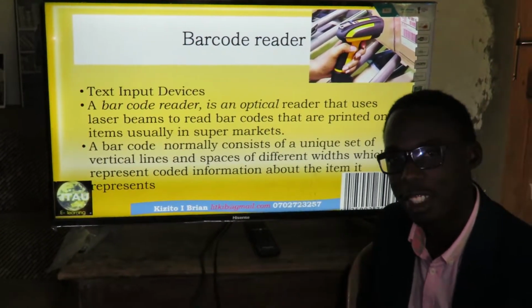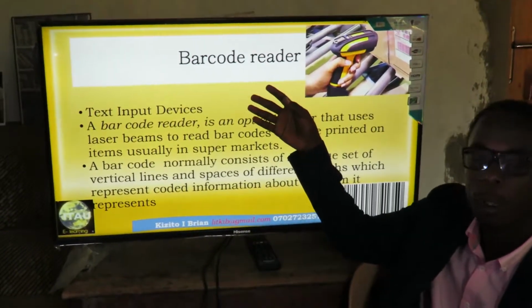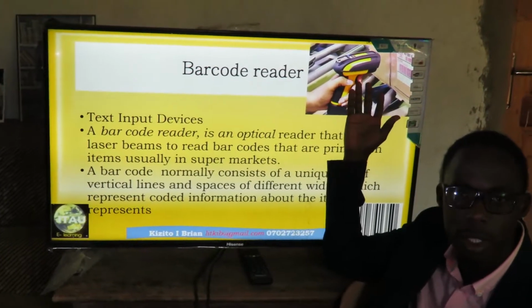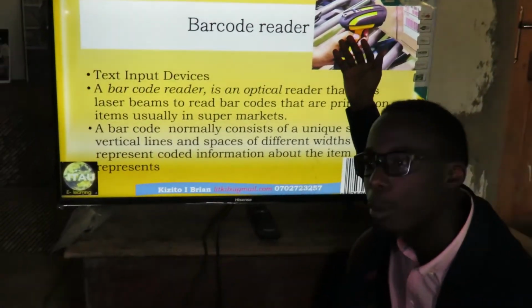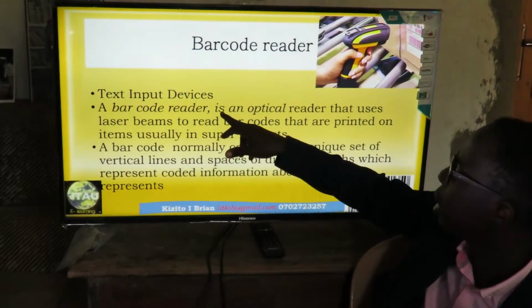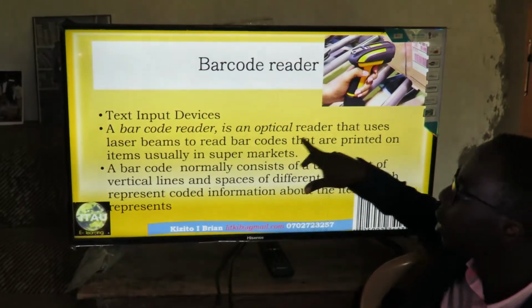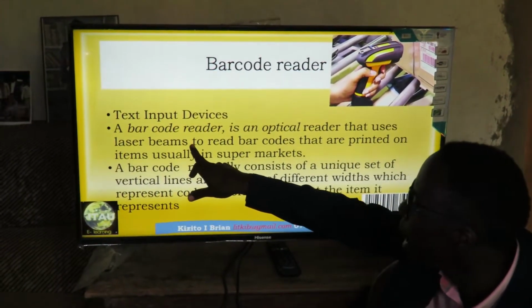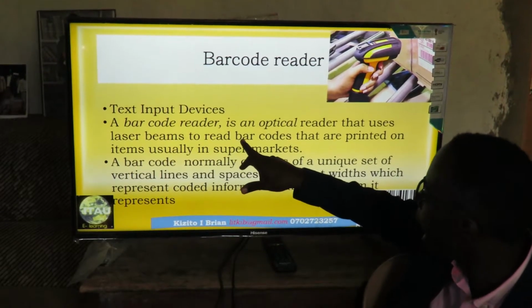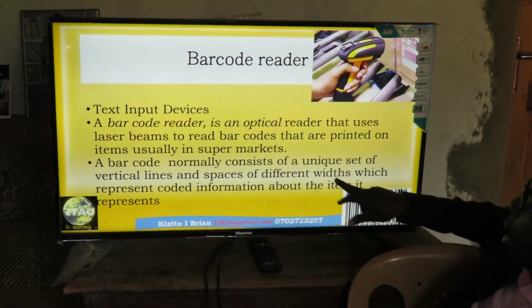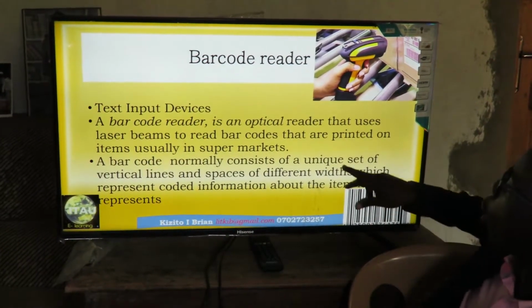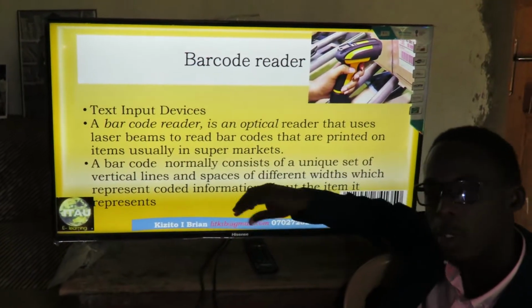The barcode reader, ladies and gentlemen, this one is very common to all of us. We basically find this in big supermarkets like Game, Gogo, ShopRite. They are optical devices that read using a laser beam to read bars. These bars are coded in computers and the data is stored there.